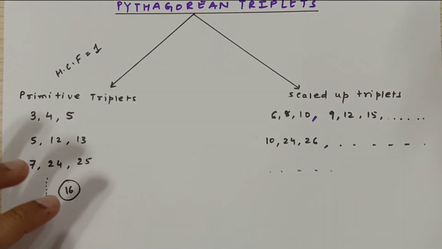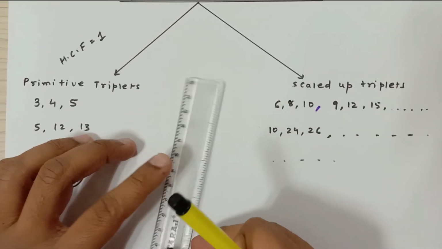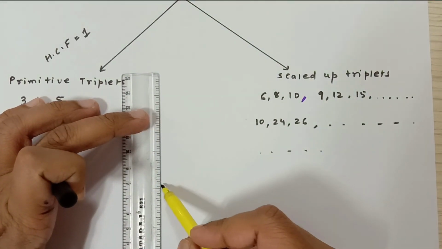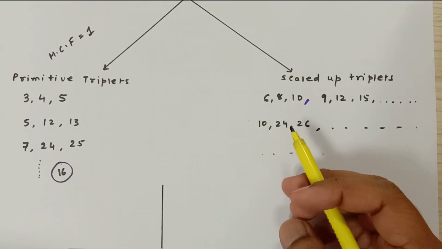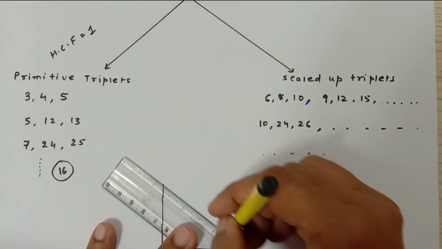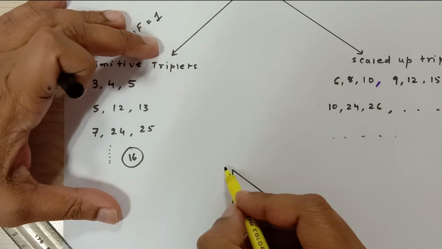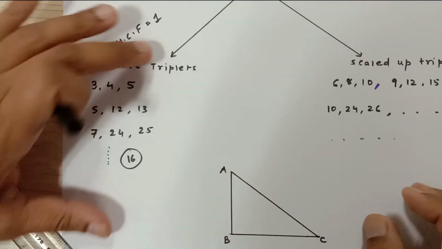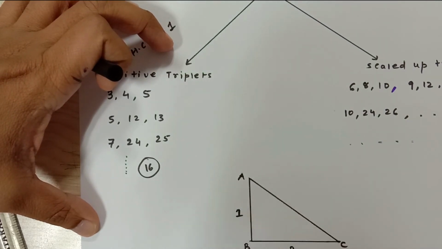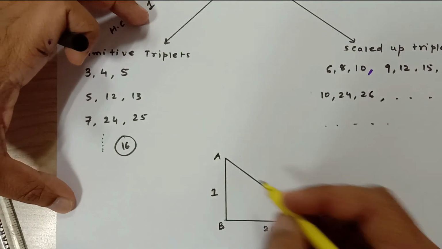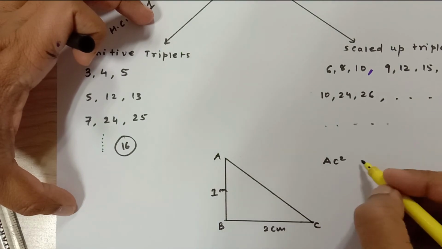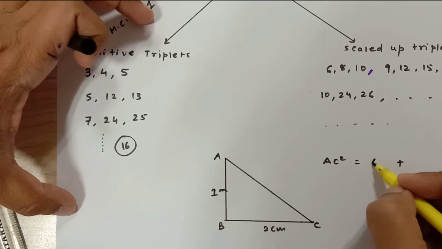Now guys, the most important thing: not all triplets which agree with the Pythagoras theorem are called Pythagorean triplets. Suppose I draw a triangle like this, and give it the name ABC, and suppose this side is 1 centimeter and this is 2 centimeter, right? And if I apply the Pythagoras theorem, AC square is equal to the sum of squares of the other two sides.